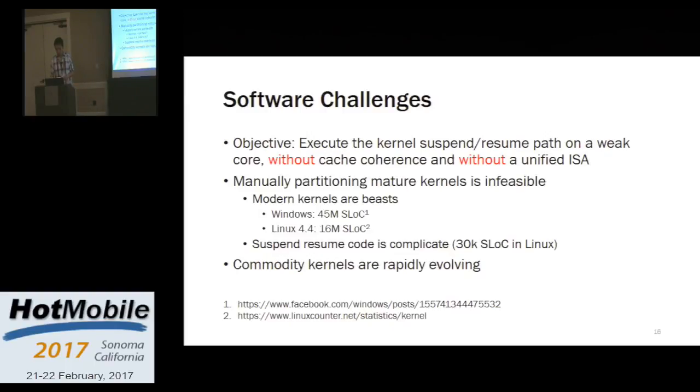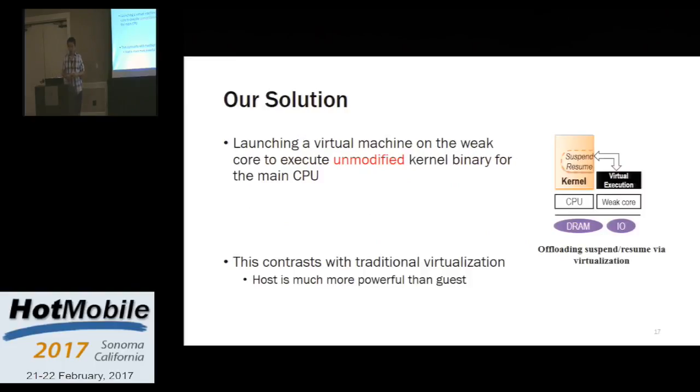Therefore, I will present our own approach, which is running a virtual executor on top of the weak core that is able to execute the unmodified kernel suspend and resume path. And as a side note, you are probably familiar with the virtual machine. A normal virtual machine usually runs on much more powerful PCs. But from our perspective, we are doing exactly the opposite. We are running the virtual machine on a much weaker core. And this is pretty amazing.